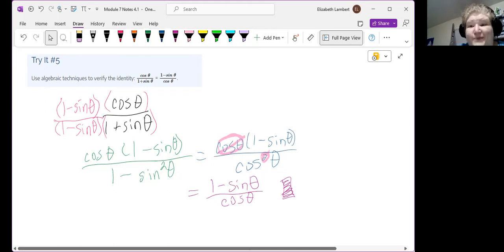Alrighty. So that is all I have for notes for 4.1. It's mostly just play around until it works.